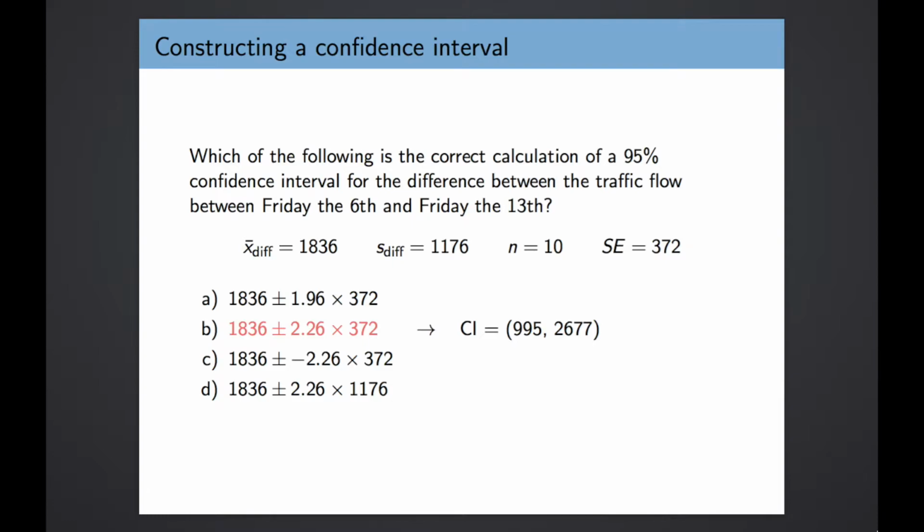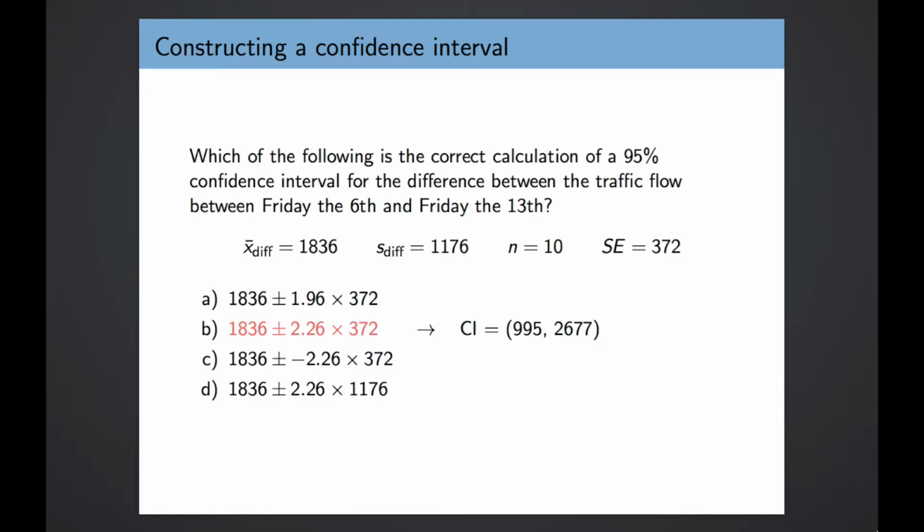To calculate this, we take our point estimate plus or minus the critical value that we just found times the standard error. So that's going to end up giving us a confidence interval from 995 to 2,677. So what that confidence interval tells us is that with 95% confidence, traffic flows on Friday the 6th are greater than traffic flows on Friday the 13th, with a lower bound of 995 and an upper bound of 2,677.